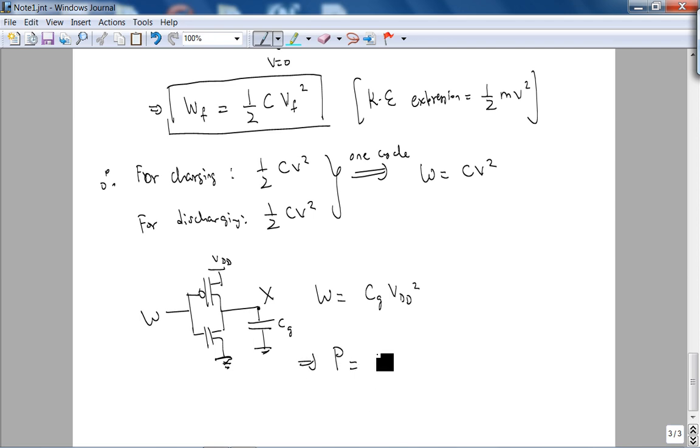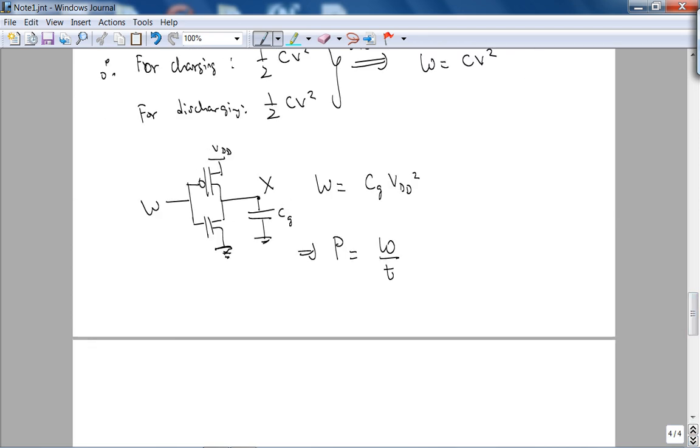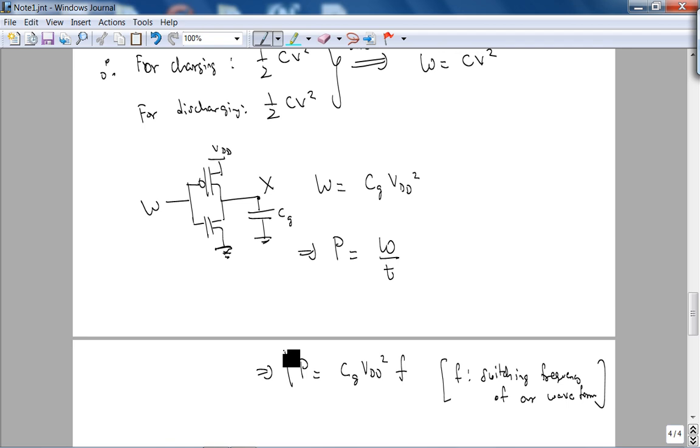the power is work done over time taken. So this implies that the power is equal to work done, which is CG times VDD squared, times 1 over T. But what's interesting is 1 over T can be defined as F, where F is the switching frequency of our waveform.